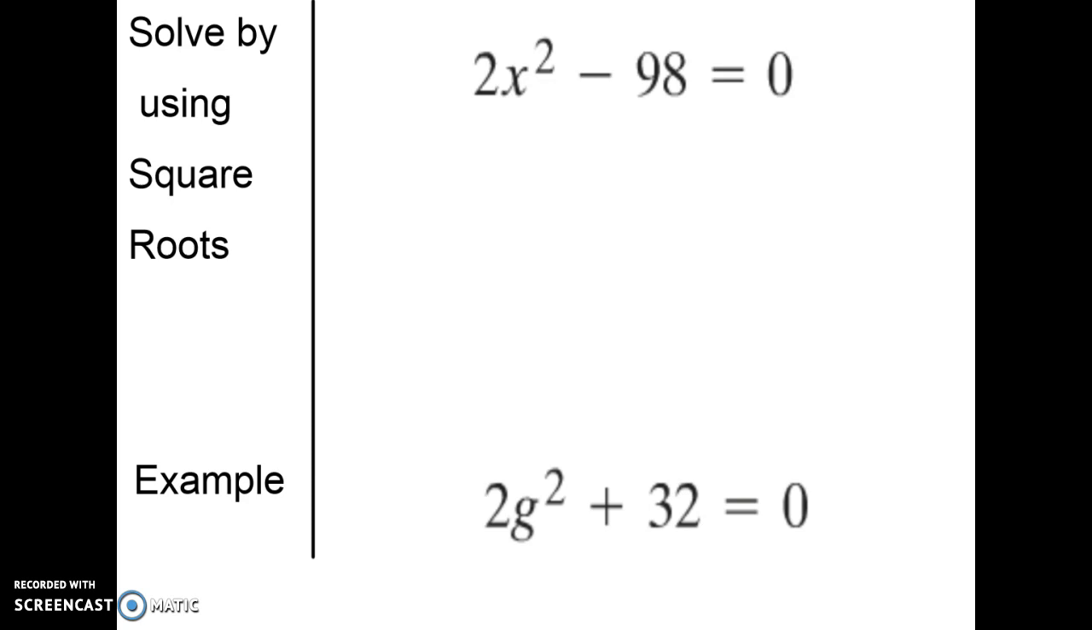I just want to go through a few examples on how to solve quadratic equations using square roots. So our first equation is 2x squared minus 98 equals 0.